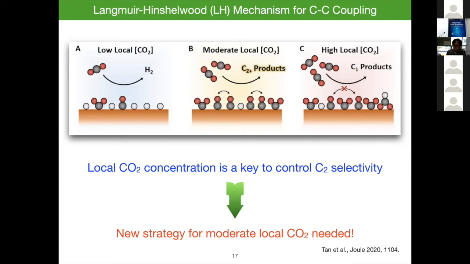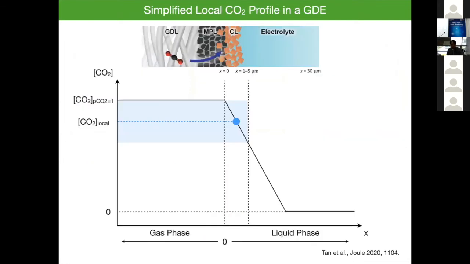So based on this finding, we know that the local CO2 concentration is key to controlling CO2 selectivity, and you must have a new strategy to control this local CO2 concentration. So in order to do that, we also need to look at the CO2 profile at the reaction interface.